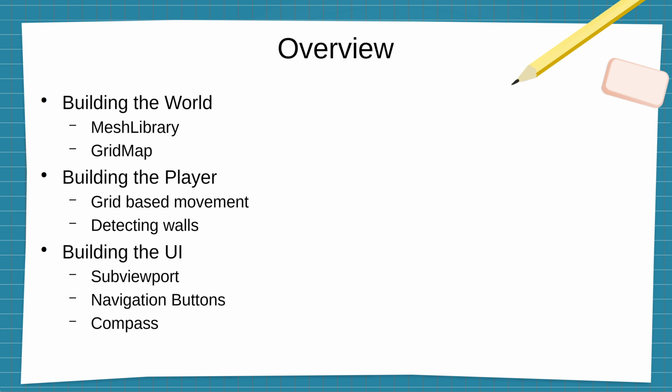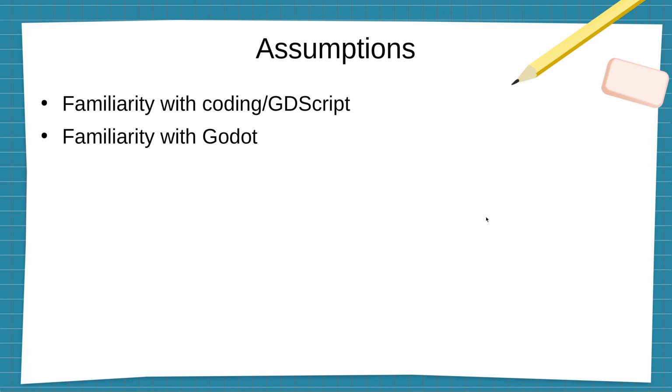So what this first video is going to cover is basically what was covered in my original first video. We're going to build up the world using a mesh library and a grid map. Then we're going to build the player using grid-based movement, and we're going to learn how to detect walls so that we don't pass through walls. And then we're going to build a UI using a sub viewport, and we'll add navigation buttons and a compass. So that's the plan for today.